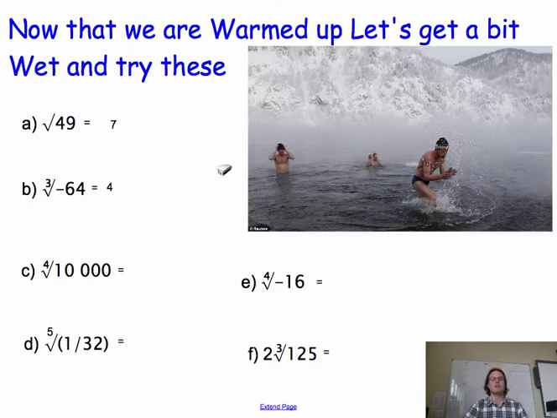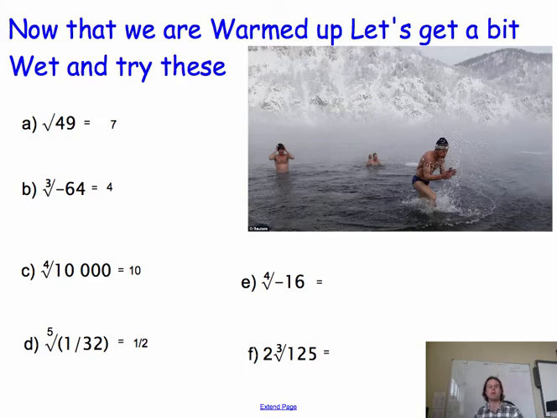There's my answer. The next one here says the fourth root of 10,000. Well, look at this. I have 4 zeros. So that's 10 times 10 times 10 times 10. 4 tens. There we go. 10. Now let's take a look at D. Oh, fifth root of 1 over 32. Well, 32 is 2 times 2 times 2 times 2 times 2, 5 times. So then 1 over 32 is going to be 1 over 2 multiplied by 1 over 2 multiplied by 1 over 2 multiplied by 1 over 2 multiplied by 1 over 2. So my answer is 1 over 2.